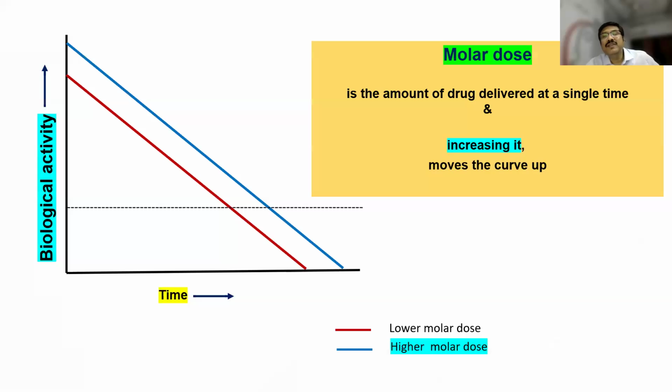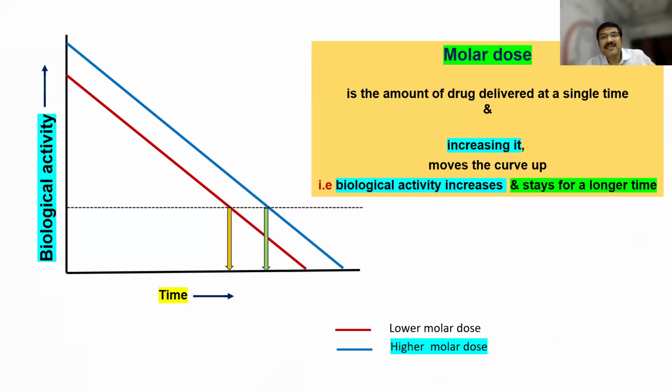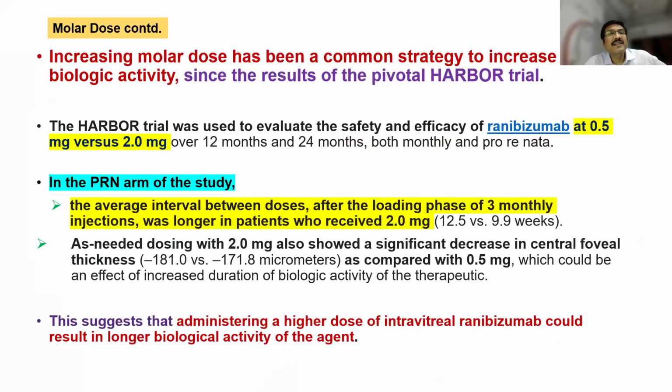Attempts to improve molar dose. Molar dose is the amount of drug delivered at a single time, and increasing it moves the curve up. That is, the biological activity increases and stays for a longer time. Note the shift to a prolonged action with a higher molar dose. Increasing the molar dose has been a common strategy to increase biologic activity since the results of the pivotal HARBOR trial.